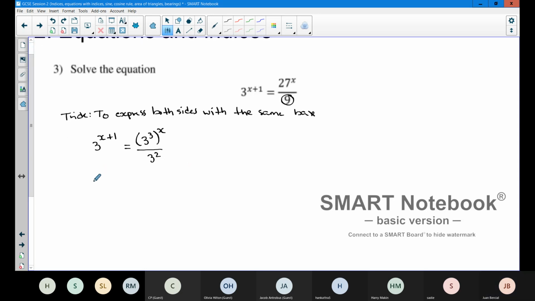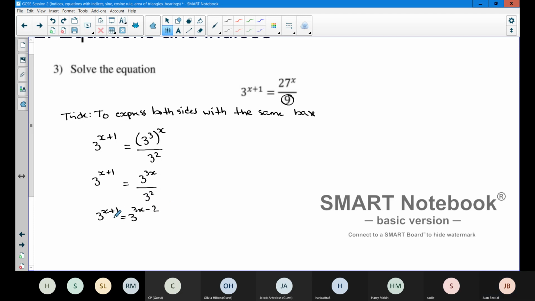Now the second thing to do is to apply the laws of indices. So the left hand side is the same. We've got 3 to the power of 3x, because we multiply the powers, divided by 3 squared. Then we have 3 to the x plus 1. And remember, when you've got a power divided by another power, you take away the exponent. So that's going to be 3x minus 2.